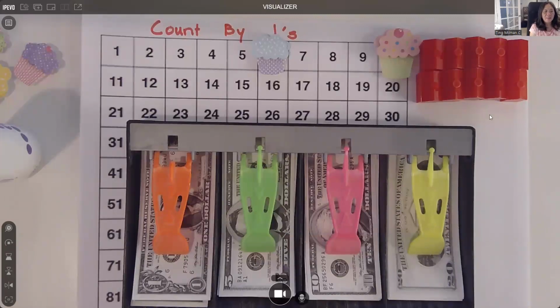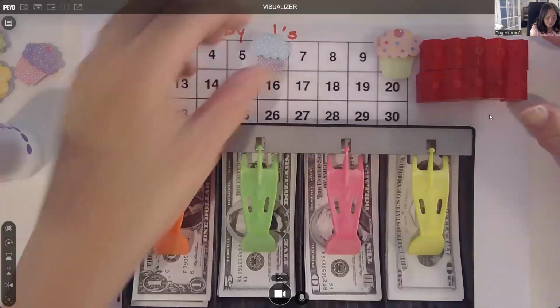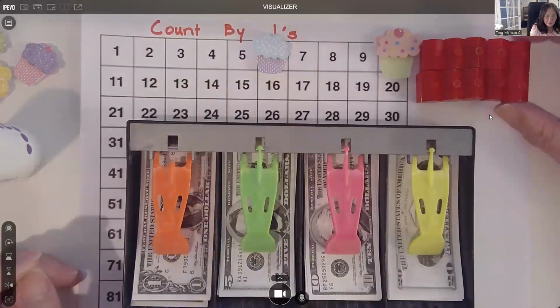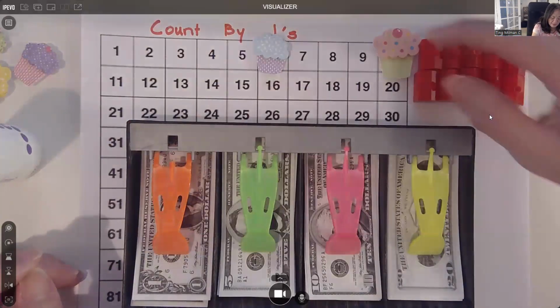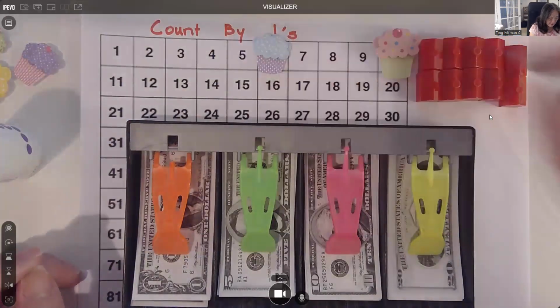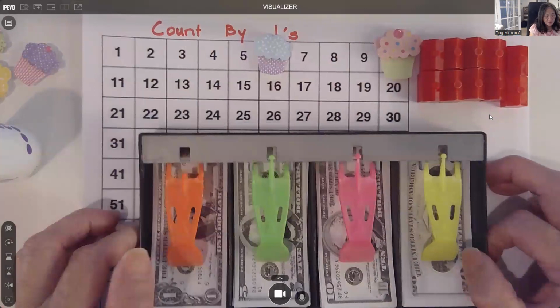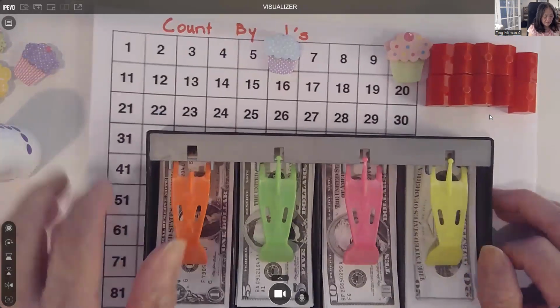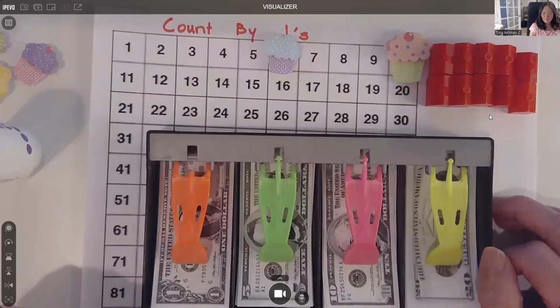Hello, everyone. Today, I have prepared for you a lesson on counting by ones, fives, and tens. And I'm going to use little objects like these, hotels, and also cupcakes. And I'm going to use a 100 number chart and also dollar bills.